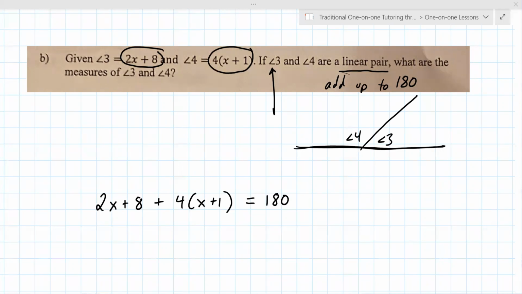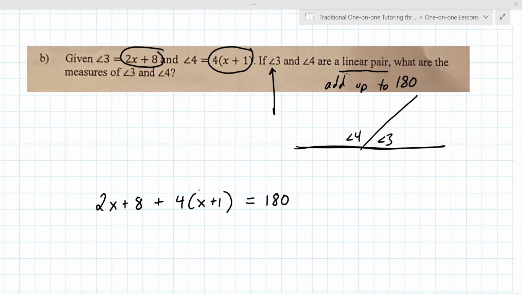And we want to solve for x. What is the first step to solve for x? The first step is to solve for x.